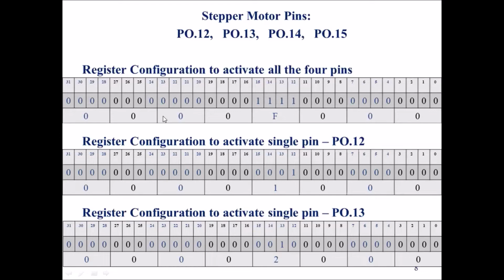So this register configuration to activate all the 4 pins is 40F000. 40F000. This is the register configuration to activate all the 4 pins.